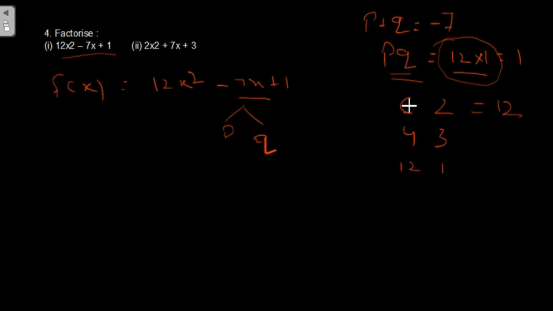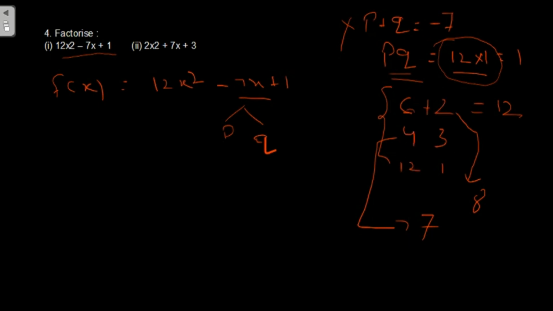But when I add these two, 6 plus 2, then what will I get? 6 plus 2 is equal to 8, and in the second case, I will get 7. So my second condition is not fulfilled by these two numbers, if I take P and Q as 6, 2 or 4, 3.